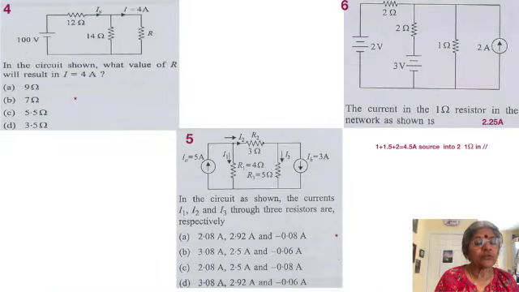Question number 4. We see a 100 volt source, and we see 12 ohm, and we see a very good 14 ohms there, and we see 4 amps flowing through the unknown resistor R. What is asked is, in the circuit shown, what value of R will result in current I equal to 4 amps. So 4 amps needs to flow through R and create a voltage drop, which should be somewhat related to 14 ohms. So what are the better results?